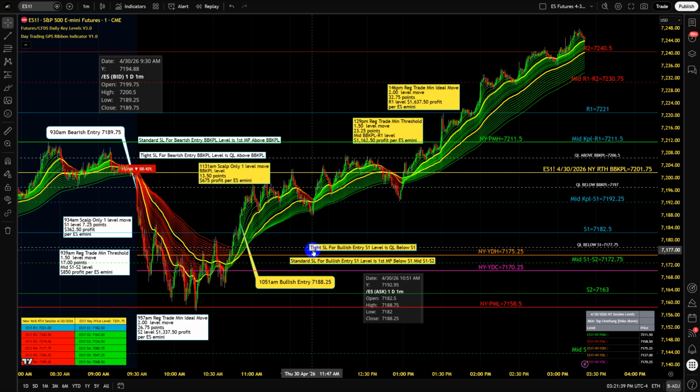The tight stop loss on the bullish entry S1 is the QL below S1. The standard stop loss is the first midpoint below S1, mid S1, S2. On the 9:30 a.m. bearish entry, the tight stop loss is the QL above BBKPL. The standard stop loss is the first midpoint above the BBKPL bid, BBKPL 1.